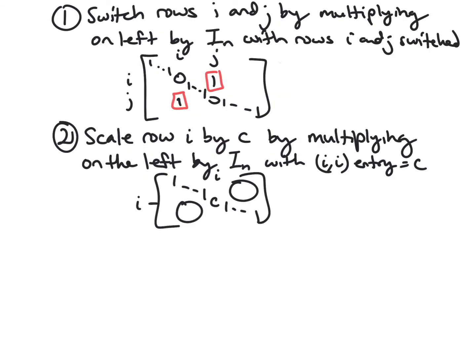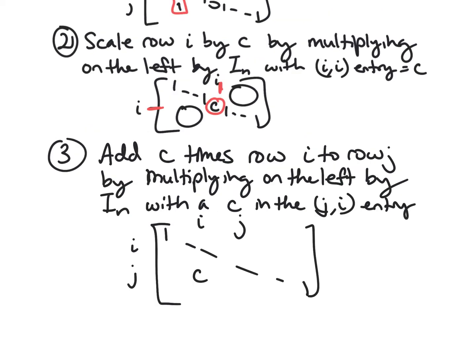The second one is to scale row i by c, and in here, right, we multiply by the identity matrix, but in row i, column i, we have a c in place of the 1. And the last one is we add c times row i to row j. So we're affecting row j. And so basically the change should occur in row j, and it's just the identity normally, and then we just put this c in column i of row j.